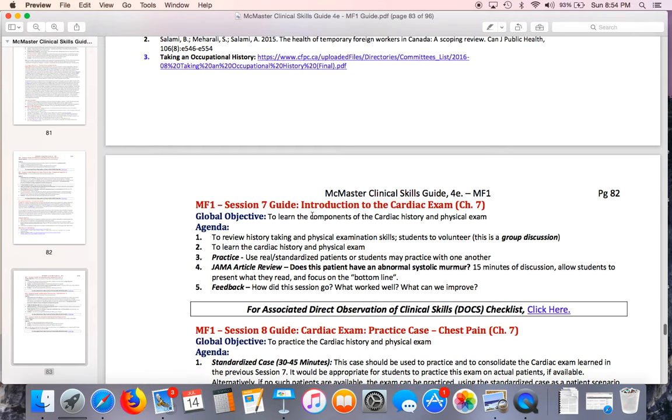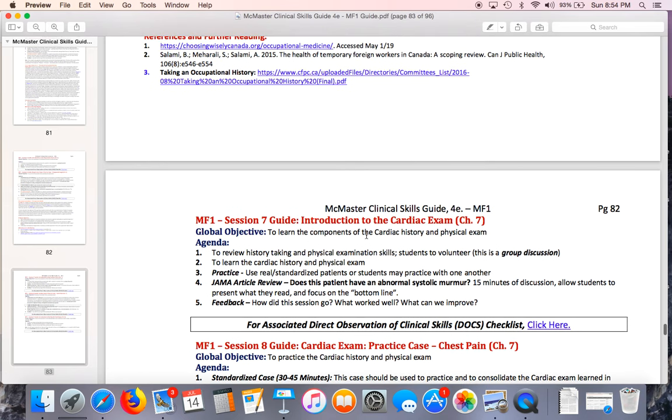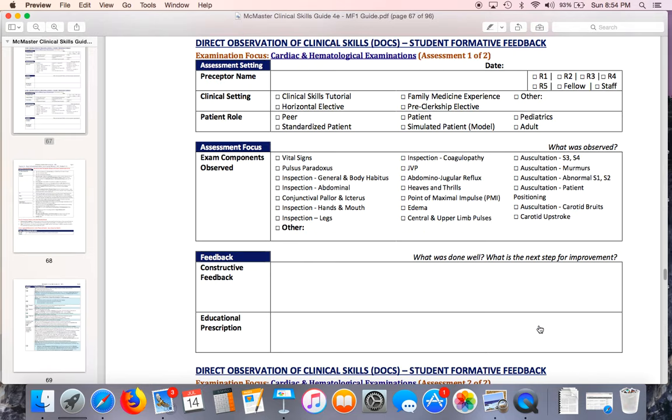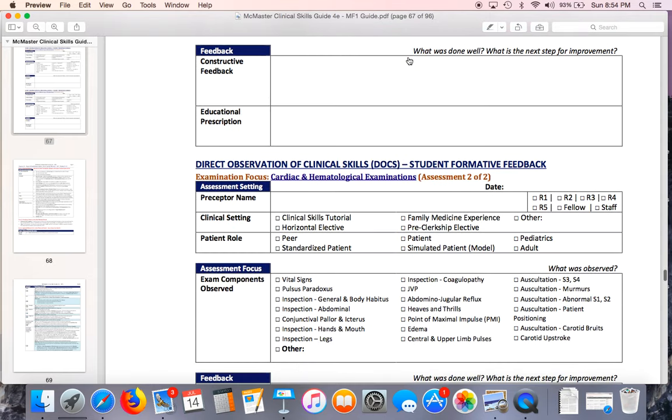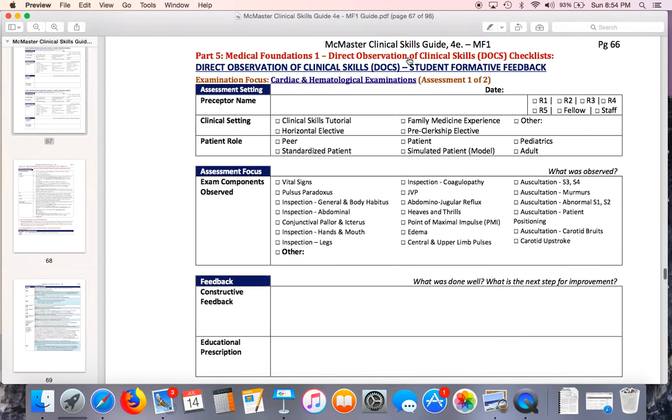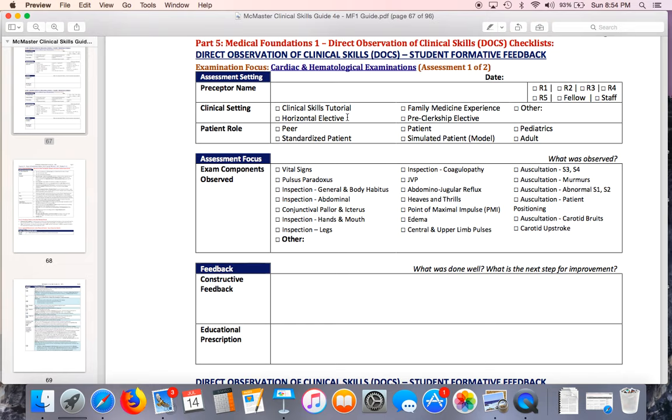I do appreciate that. I want to show you too, whenever you introduce an exam, there's a direct observation of clinical skills checklist. If you click to it, you'll see that this is the cardiac and hematological exam, and there's 2 for each chapter. This is an opportunity for students, if they want to be observed, which they really should be, and these should be filled out. You can see the different things that they've done. Whether you observe, a fellow student observes, or on a clinical rotation they get this done, it allows them to keep track of the things that they have done and haven't done.